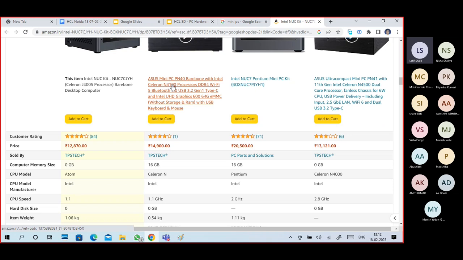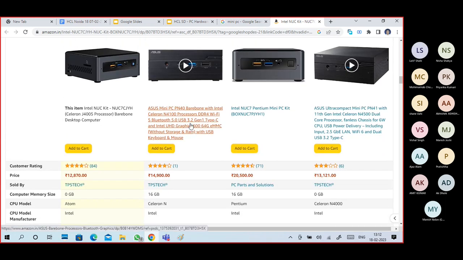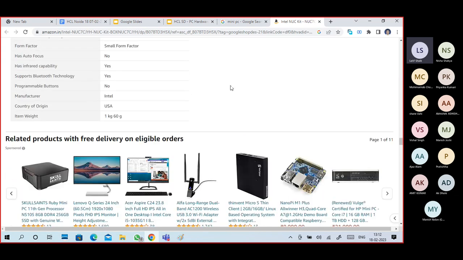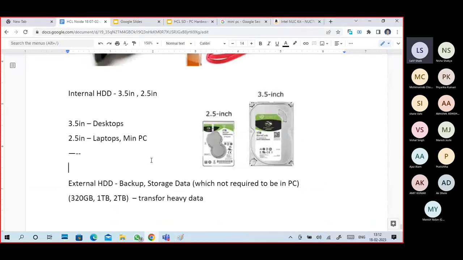Yeah. This is an Asus mini PC. Celeron processor. Celeron and Atom are very low power processors. Okay. Anyway, one point you know today, that is mini PC. Mini laptops are there, mini PCs also there. Okay. I showed mini laptops also.